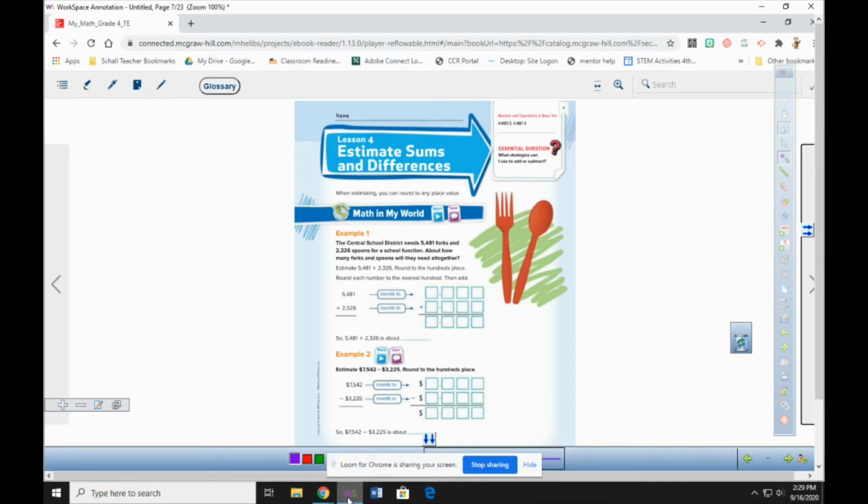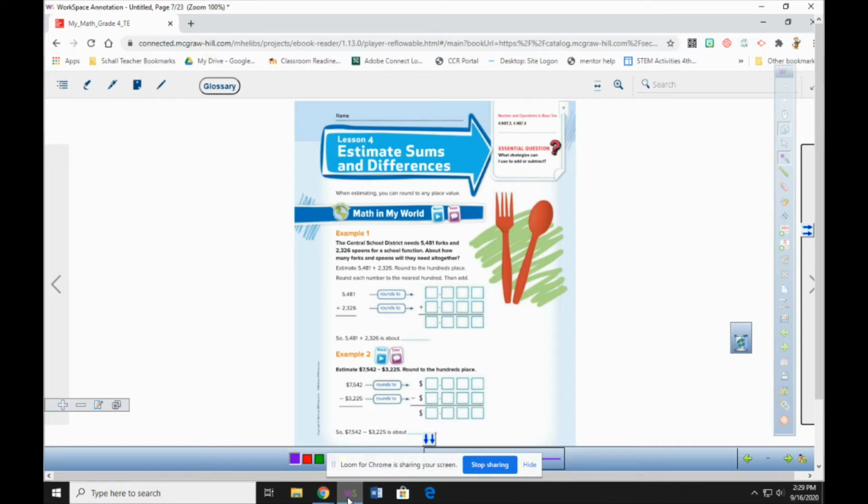Let's start with example 1. The Central School District needs 5,481 forks and 2,326 spoons for a school function. About how many forks and spoons will they need altogether? Estimate 5,481 plus 2,326. We're going to round to the hundreds place. Round each number to the nearest hundred, then add.